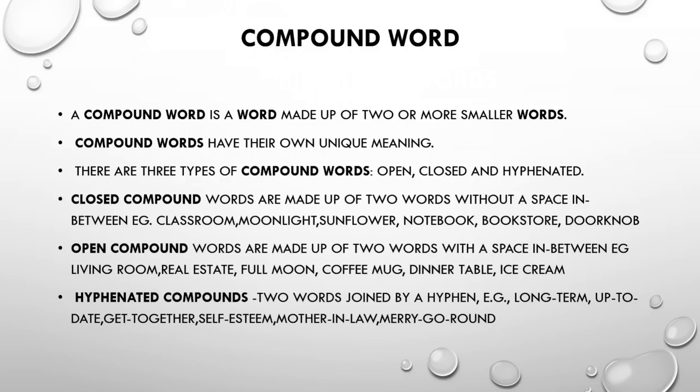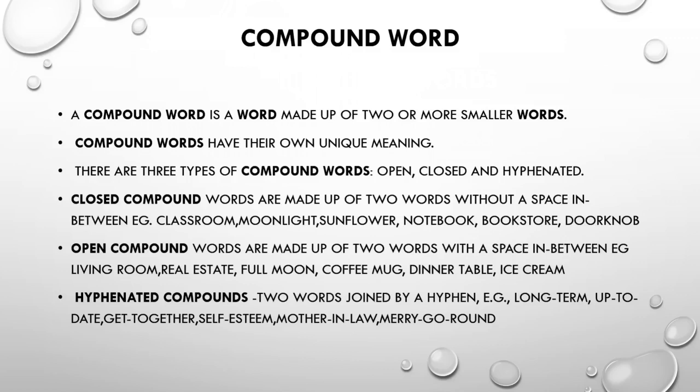So we'll see what a closed compound word is. As mentioned, a compound word is a word that is made of two or more smaller words, and when combined together, it will have a unique meaning. Closed compound words are made of two words without a space between them, so we cannot identify the two words separately. It is taken as a single word, with the two words combined with no space between.